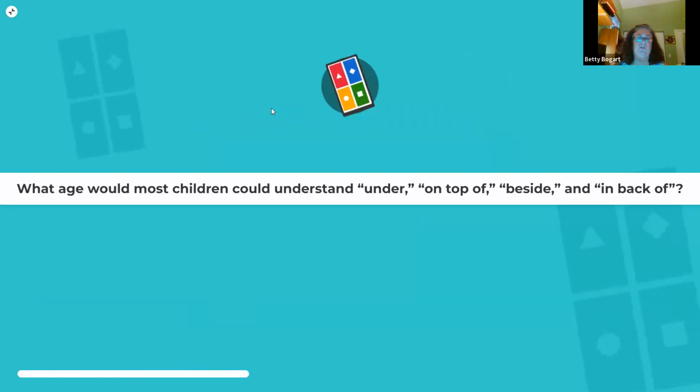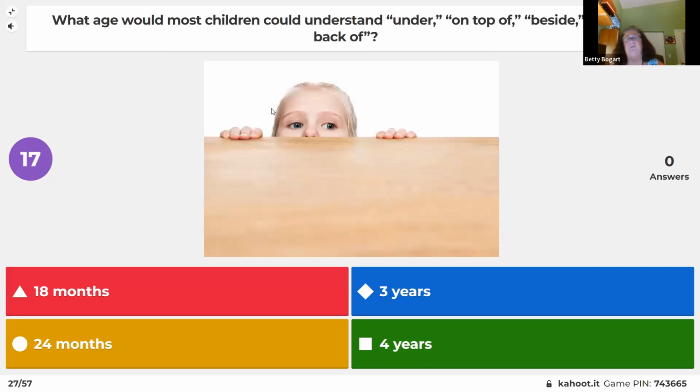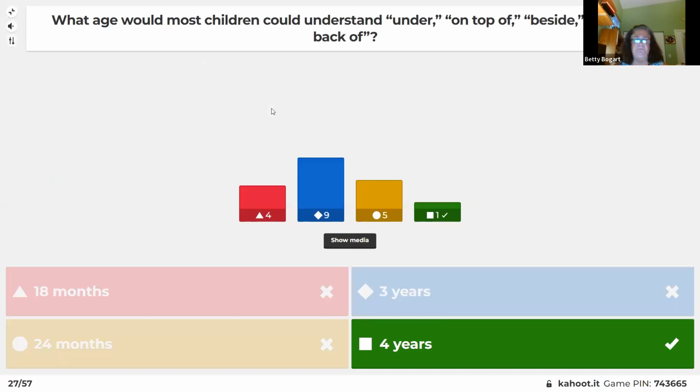What age could most children understand under, on top of, beside, over, around, and back of? You put your shoes underneath the couch. It's behind the table. It's on top of the desk over there. It's beside the door. And that's about 4 years old when they start being able to do that, okay?